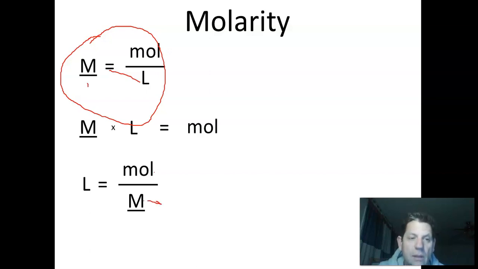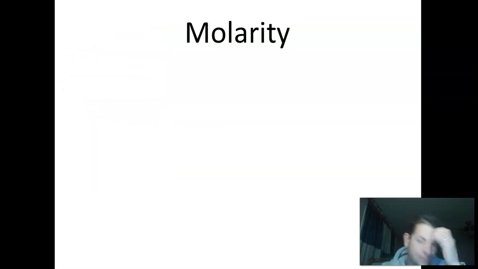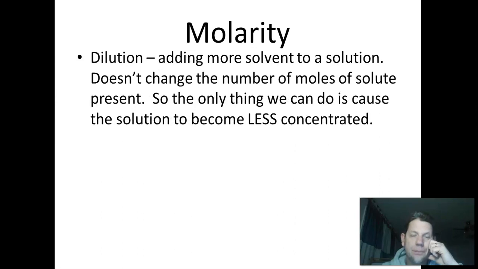Molarity goes on the bottom, the moles go on the top. So if I have 5 moles, but I'm making a 2 molar solution, that would be 2.5 liters of solution. So now, here's where we're going with this.